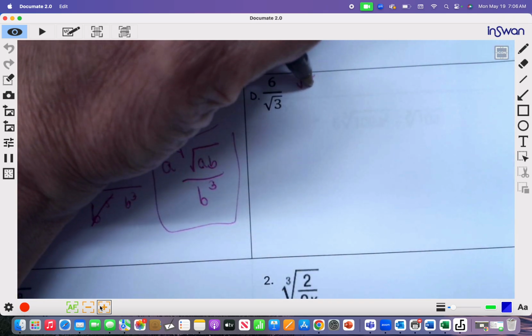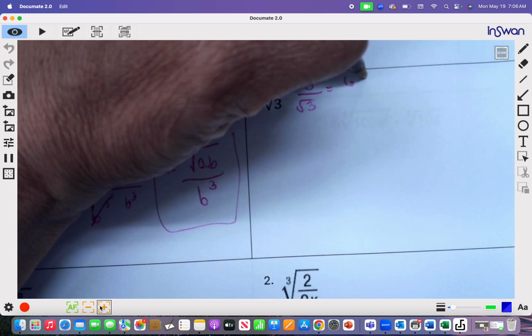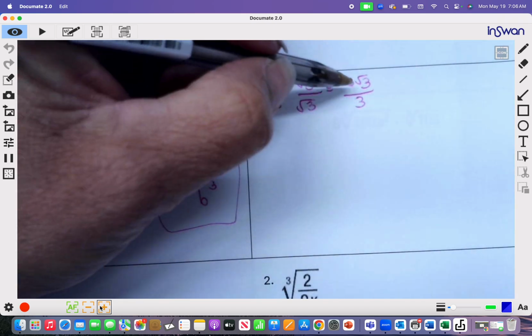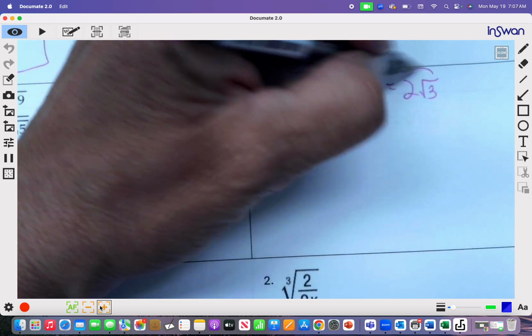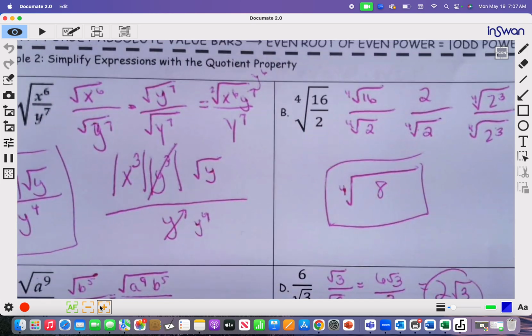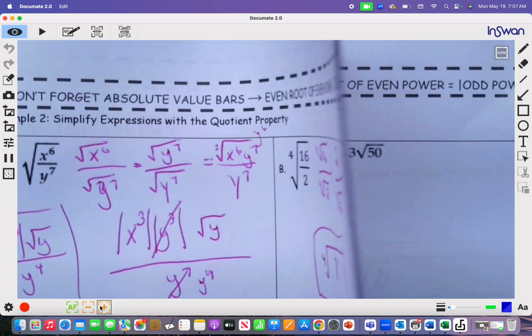Letter D, multiply the top and the bottom by radical 3. I get 6 radical 3 over 3. 6 divided by 3 is 2, so we get 2 radical 3. Moving on.